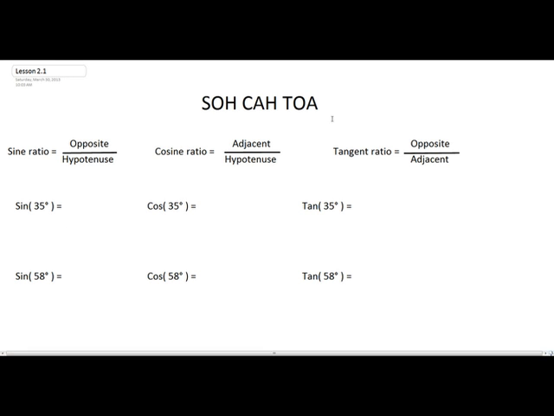Today we're going to be taking a look at our trigonometric functions and using our calculator to find approximate values. So we're going to be doing rounded values here.